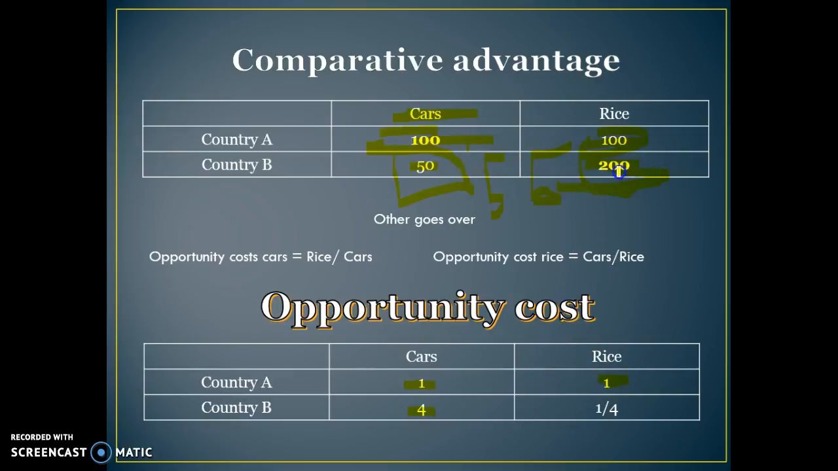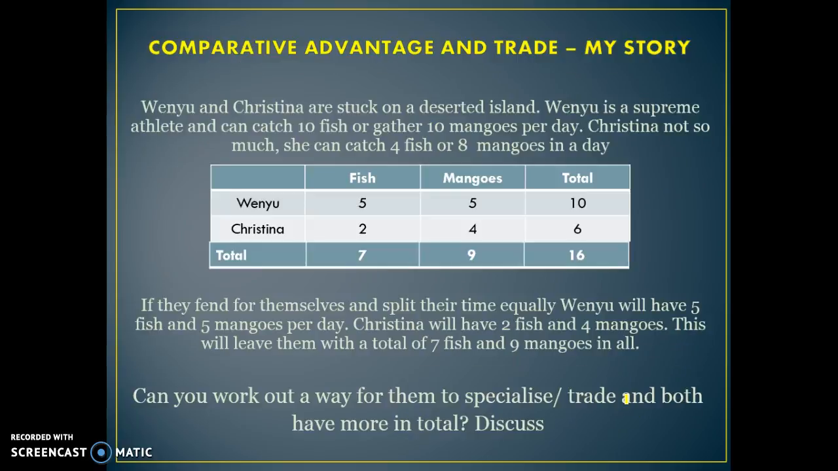In terms of picking rice, how many cars do we have to give up? Well, it's 50 divided by 200, so it's only a quarter of a car per unit of rice. So in this case here, who should specialise in what? Well, you would say that the opportunity cost in terms of cars is smaller for country A, so they would specialise in that area, and the opportunity cost of rice is more for country B, so they would specialise in that area.